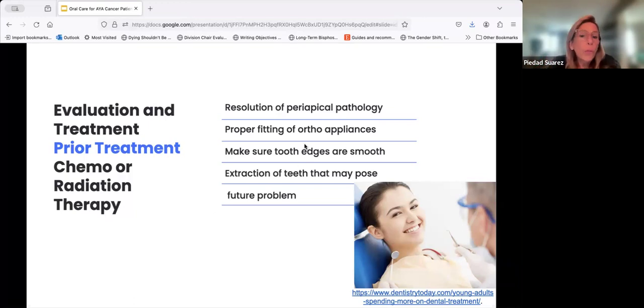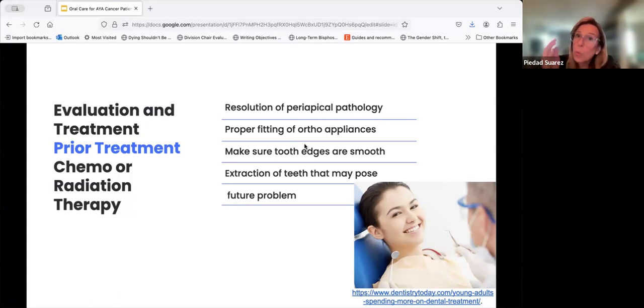If you are using an ortho appliance or you are replacing missing teeth, we need to make sure that they are properly fitting, so that you are not having any roughness in this appliance, because sometimes that frequent friction with the mucosa may cause ulcers, and that could be more damaging. So we need to make sure that your appliances are very well fitted.